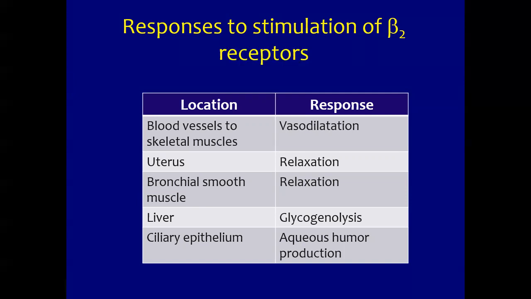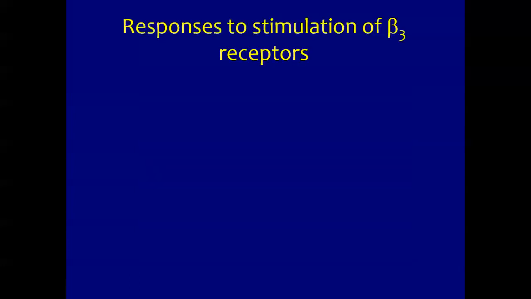Liver, glycogenolysis, ciliary epithelium, aqueous humor production. Yes. The same action as the alpha 1. Yes, both are complementary here. They are not antagonistic. They are complementary. Right.